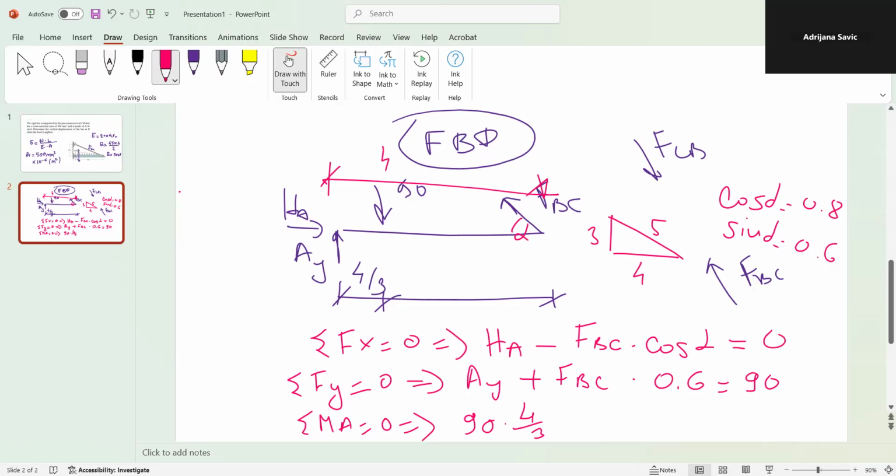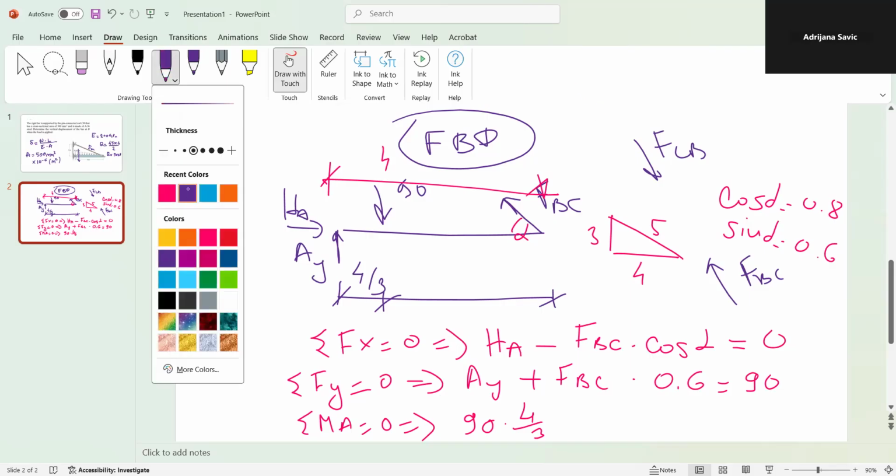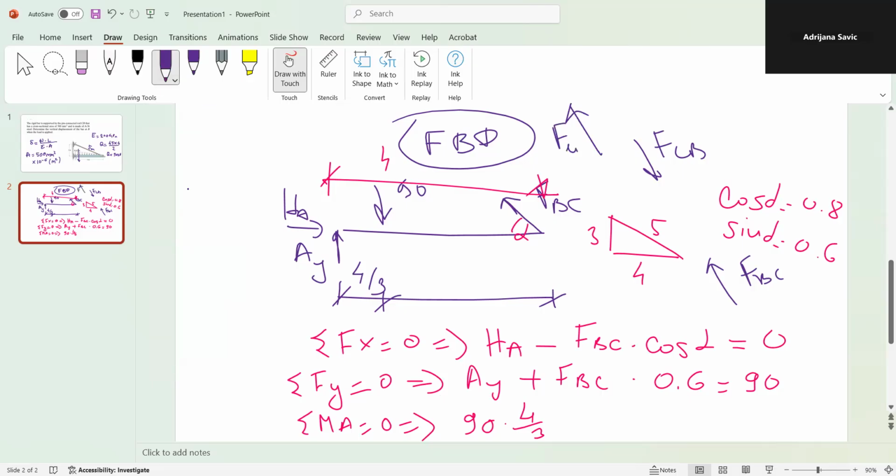The second moment, since we have force FCB, so this force FCB can be split into FCBY and FCBX. So FCBY will have the moment, and it is opposite to our force of 90, so it will be minus FBC times sine of the angle, which is 0.6, times 4, equal to 0.